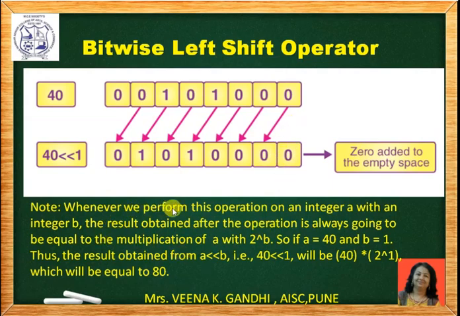So whenever we perform this operation on any integer A with an integer B, the result obtained after the operation is always equal to the multiplication of A with 2 raised to B. For example, if A equal to 40 and B equal to 1, the result of the left shift operation is 40 into 2 raised to 1, which will be equal to 80.